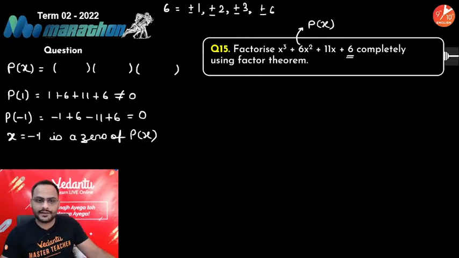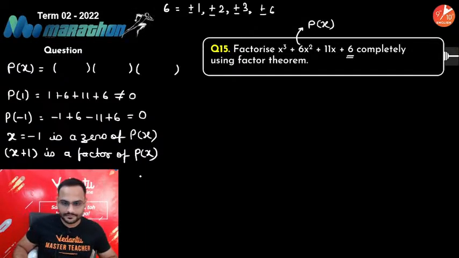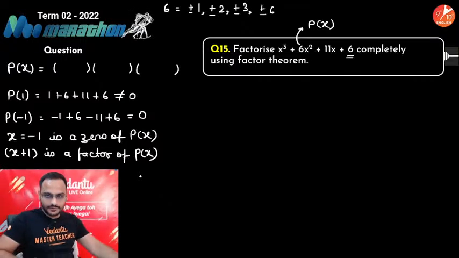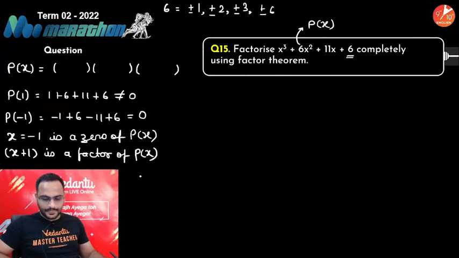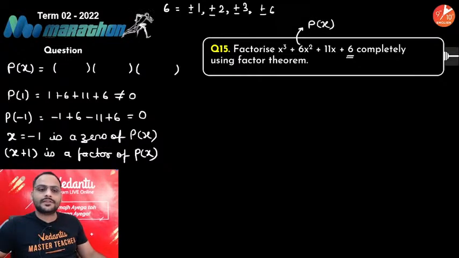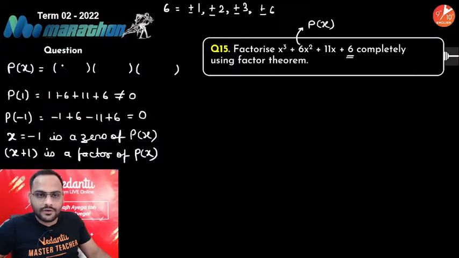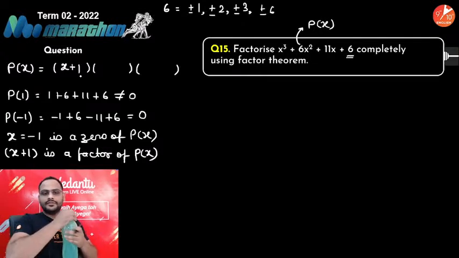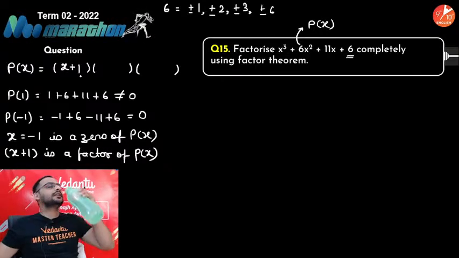So what will be the factor? Shift minus 1 over there. You will say x plus 1 is a factor of p of x. Correct है ये? This is a factor. Now x plus 1, if it is a factor, we got to know कि भाई one of the factors is x plus 1. पता चल गया? One of the factors is what? x plus 1. How do I get the remaining ones?